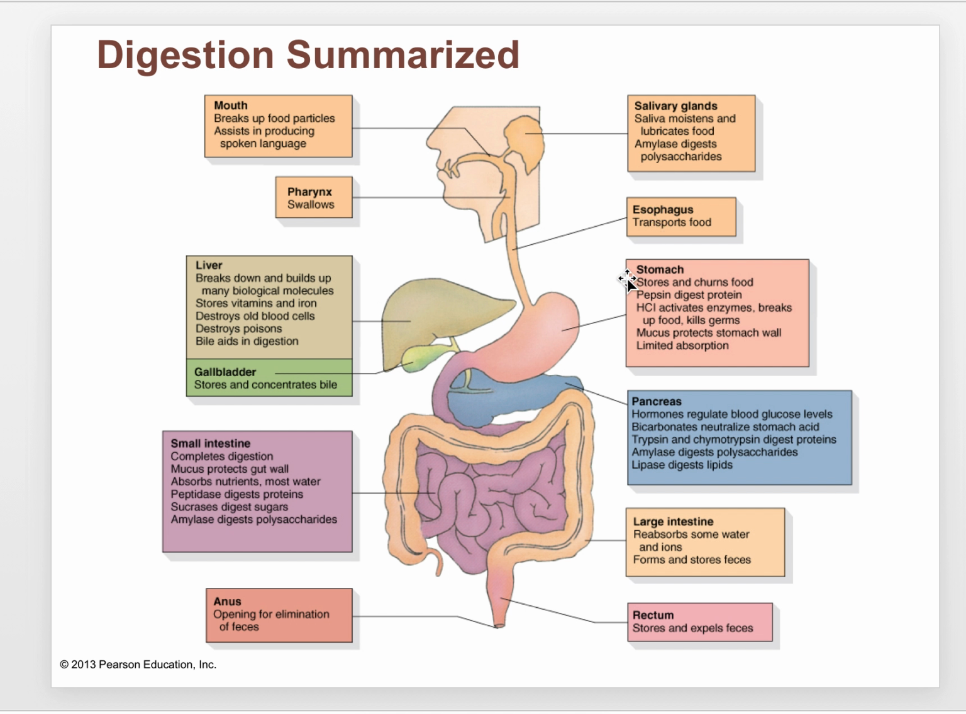Stomach stores and churns food. It digests proteins. Has hydrochloric acid, which activates enzymes, breaks up food, kills germs. The liver breaks down and builds many biological molecules, stores vitamin and iron, aids in digestion. The gallbladder stores and concentrates bile. Pancreas has hormones that regulate blood glucose activity. Also has trypsin and chymotrypsin digestive proteins that help digest the chyme.